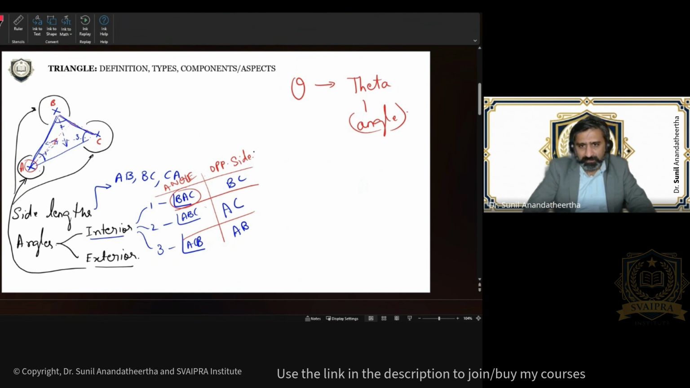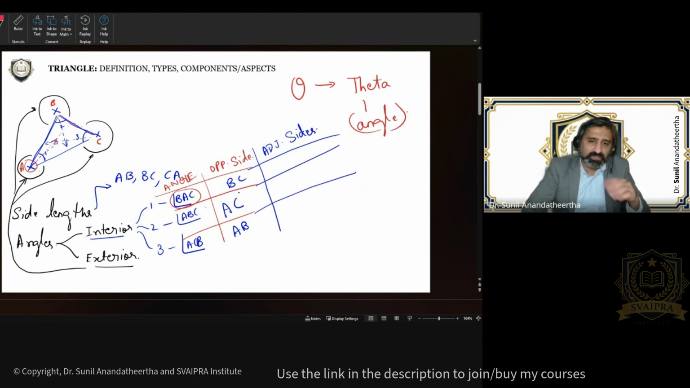All right. One more thing that you have here is the adjacent sides. Only one opposite side will be there, and there are going to be two adjacent sides. What are the adjacent sides that we have? BC has already become the opposite side, so the other two are AB and AC. AB and AC are the adjacent sides, right?